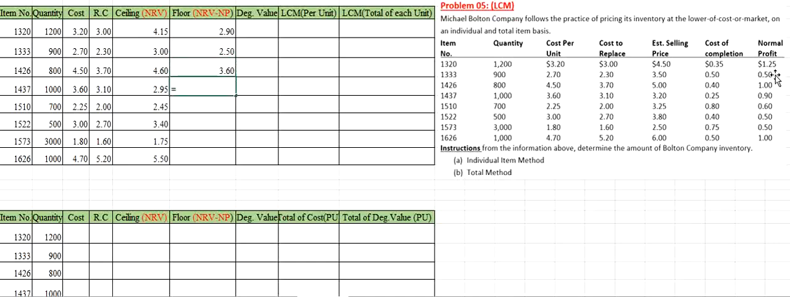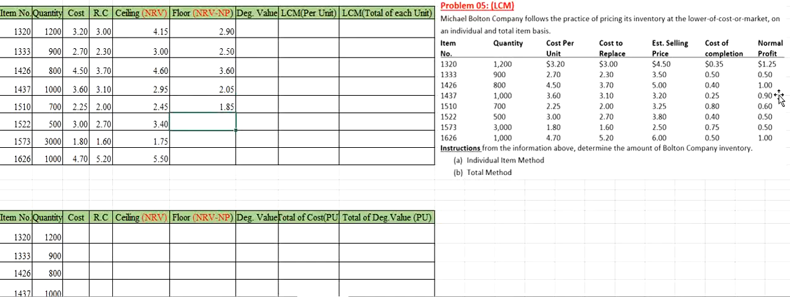For the next item number 1437, our net realizable value is 2.95 minus 0.90, which is the normal profit. And for the next item, our net realizable value is 2.45, while the normal profit is 0.60, as you can see there in the question.